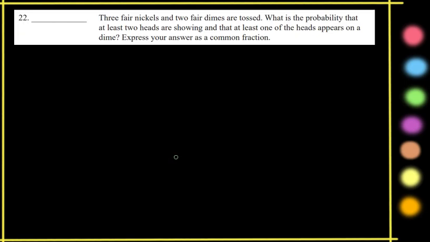This one is a probability problem, and it says 3 fair nickels and 2 fair dimes are tossed. What is the probability that at least 2 heads are showing and that at least one of the heads appears on a dime? Express your answer as a common fraction. What I like to do in cases like this is to think about the number of heads that I have on the nickels and the number of heads that I have on the dimes, and think about whether those depend on each other.